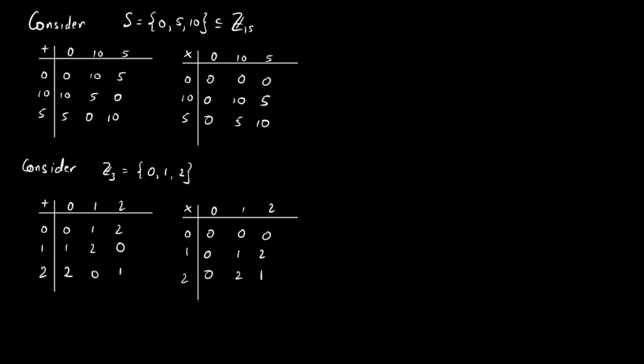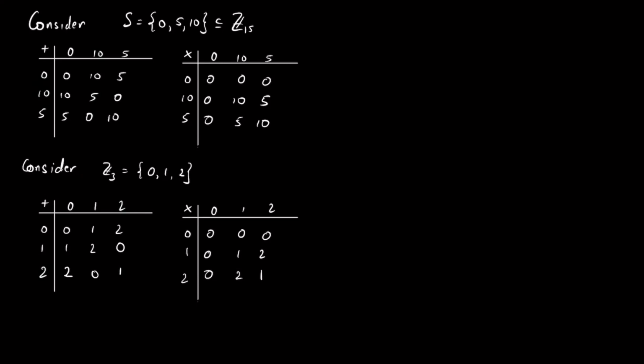And what we can do is take a look at these tables and notice some striking similarities. For example, everywhere that I have a 0 in this addition table, I have a 0 in this addition table. Everywhere I have a 10 in this addition table, I have a 1 in this addition table. And everywhere I have a 5 in this table, I have a 2 in this table. So there's some striking similarities. It's almost like I've taken the table at the top and relabeled its entries.